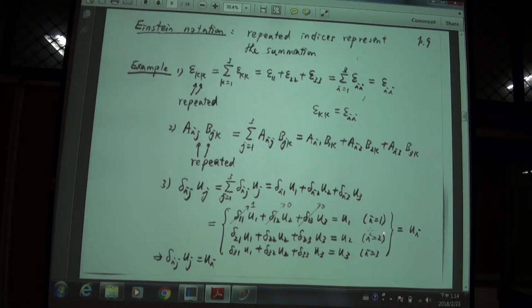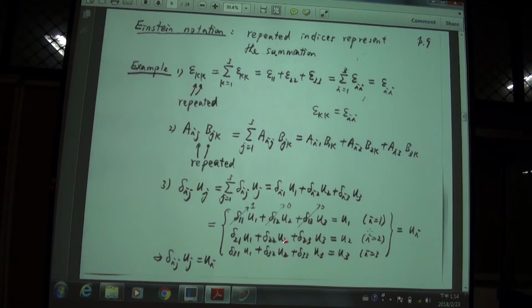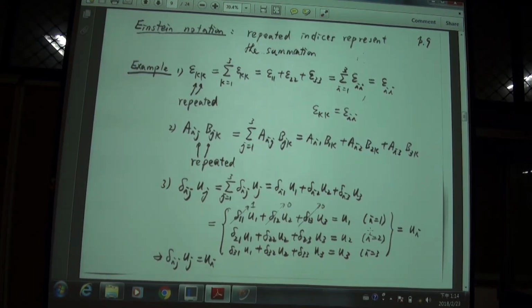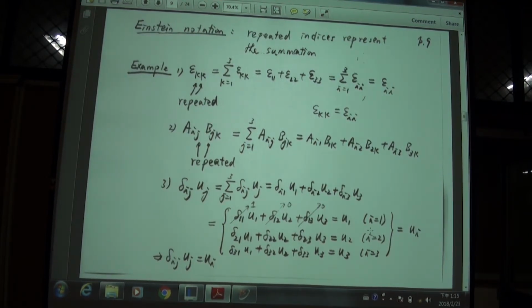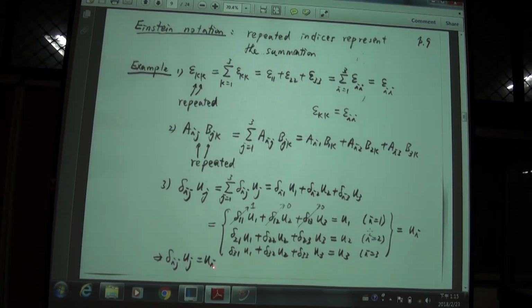In the same way, when i equals 2, we have this, and then this one equals 0, this one equals 0, this one equals 1. So we have u_2. In the same way, when i equals 3, this one equals u_3. So this term equals u_i. We get an important relation: delta_ij times u_j equals u_i. This is called the contraction law.